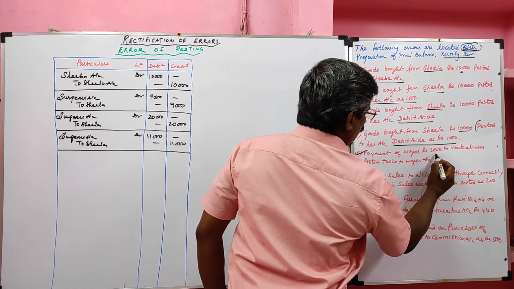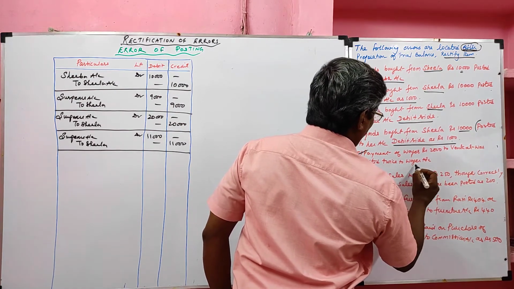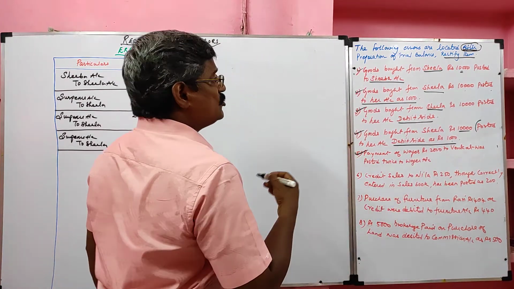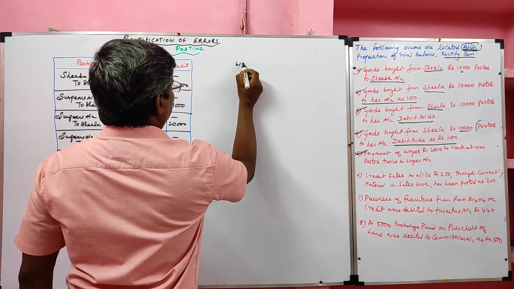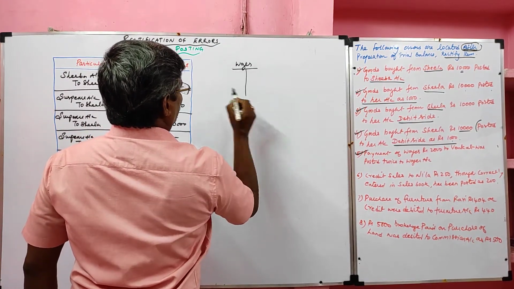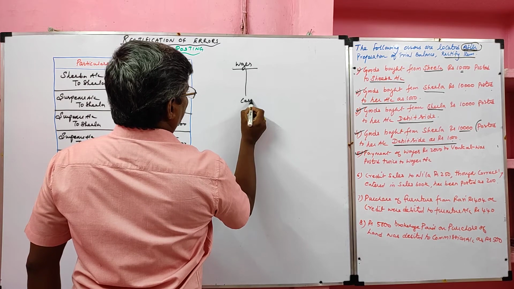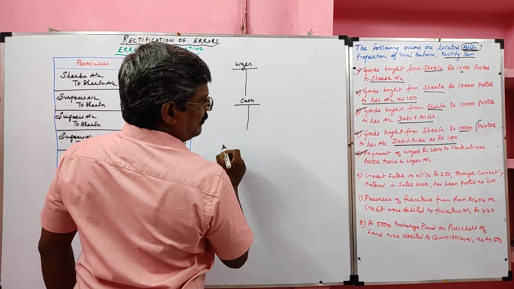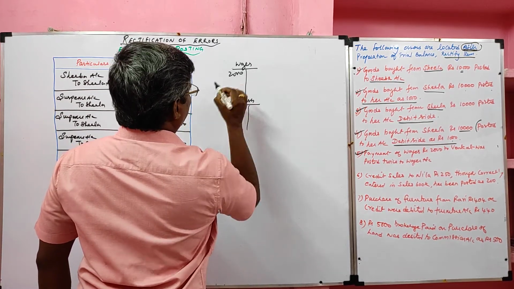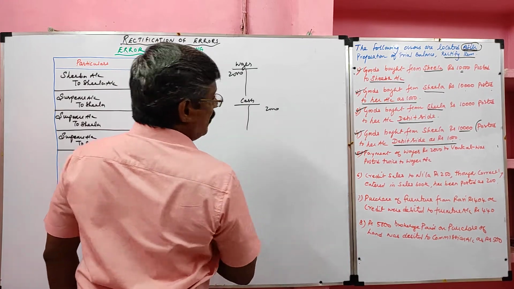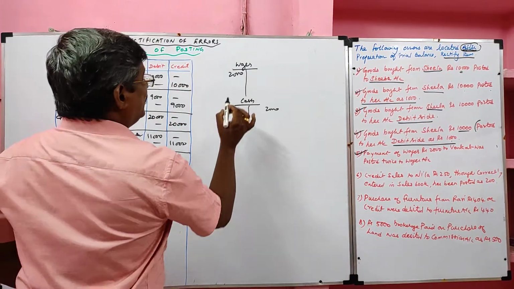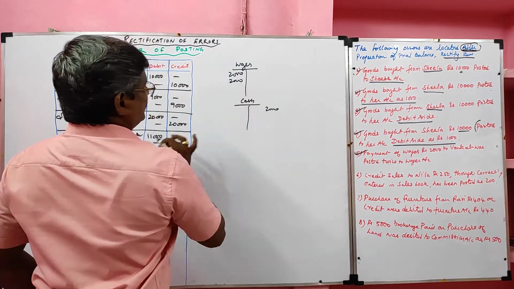Payment of wages 2000 to Venkat was posted twice to the wages account. The correct posting is wages account debited to cash. How much? 2000. Wages debited, cash should be credited. But what they did, they debited twice to the wages account.